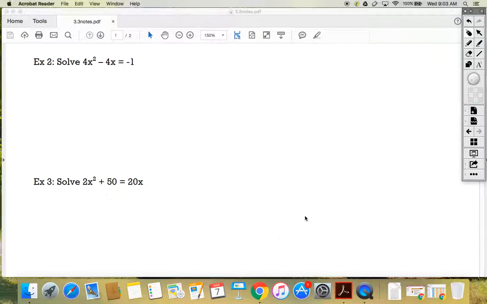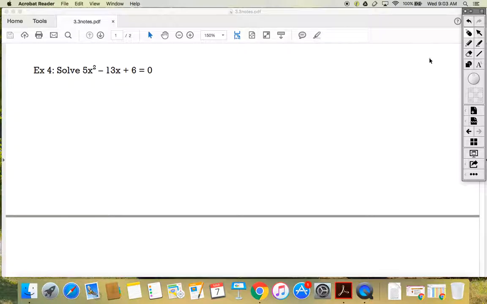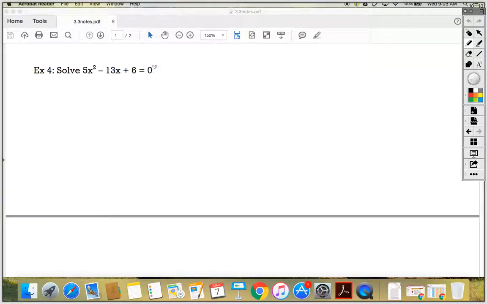And let's look at the last one. Okay, it's equal to 0, so I don't need to do that step. It's in standard form, and I don't have a GCF to divide out. So we're going to go ahead and factor. We're going to multiply 5 and 6, which is 30. And we're going to find some factors of 30. 10 and 3, 30 and 1. They could also both be negative, negative 10, negative 3, 15 and 2. Okay, it has to add up to negative 13.